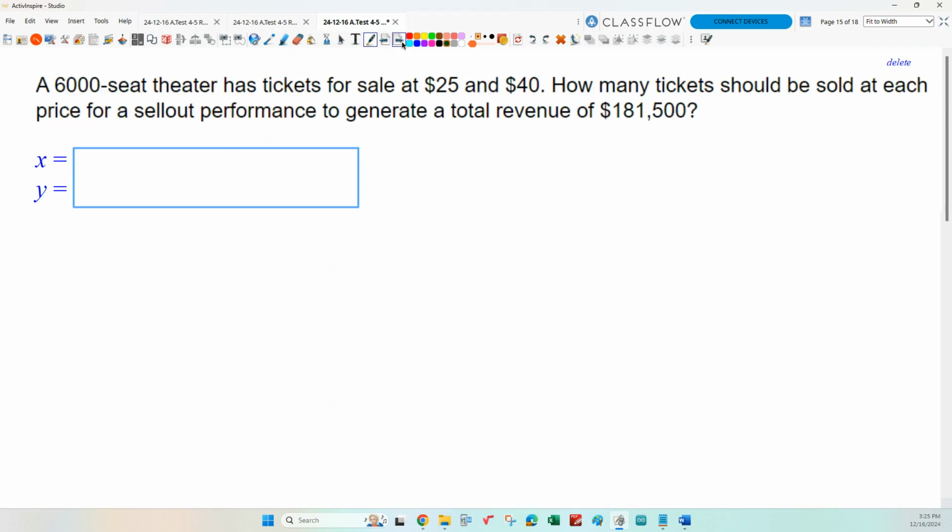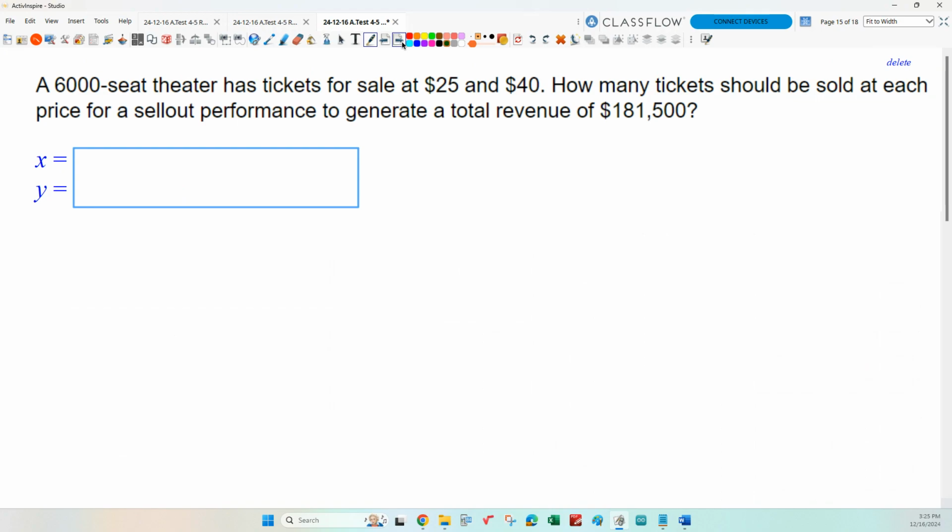Okay, we saw one very similar to this. A 6,000 seat theater has tickets for sale at $25 and $40. How many tickets should be sold at each price? So there's the question that's being asked. Those are the unknowns, right? They're asking how many tickets should be sold of each price range.